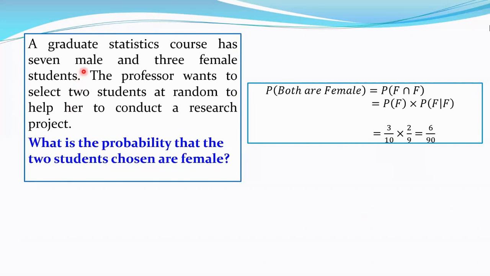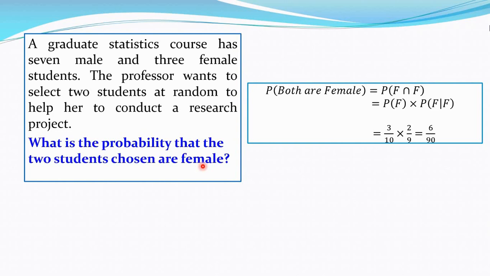In this example, it is a graduate statistics course. There are 10 students. Out of 10 students, 7 students are male and 3 students are female. Now, the professor wants to select 2 students at random to help her conduct a research project, right? So, what is the probability that the 2 students chosen are female?